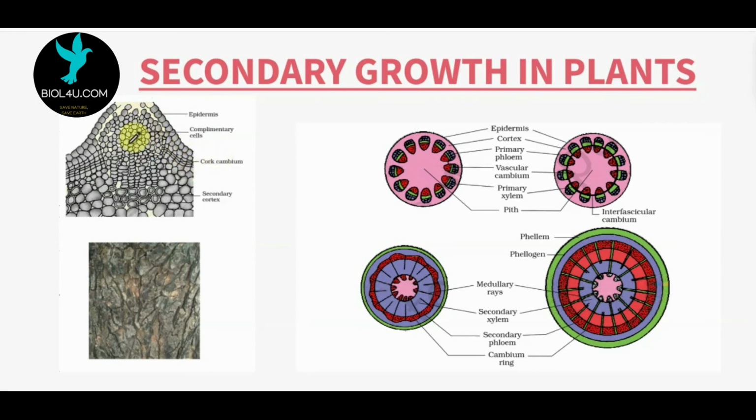Cork cambium producing new cells, that is the complementary cells that also produce new cells inside, that is known as secondary cortex. And finally, it forms a small lens-shaped opening, that is known as the lenticel. So that is the secondary thickening in the stem. So let us analyze what happens during the secondary thickening in root.